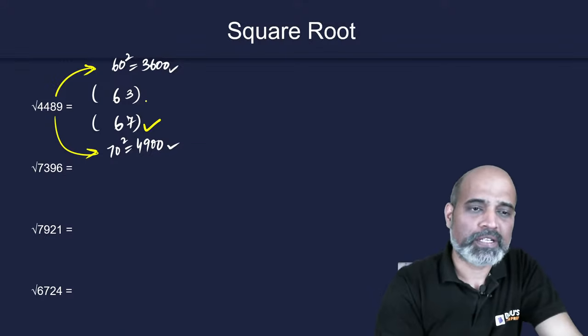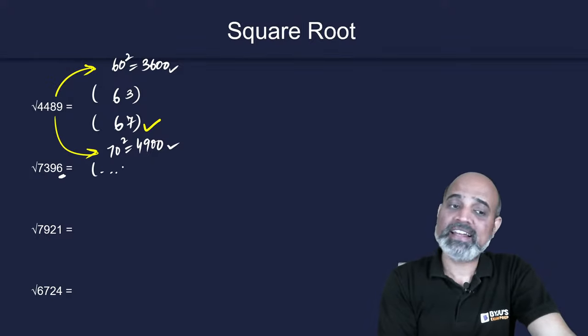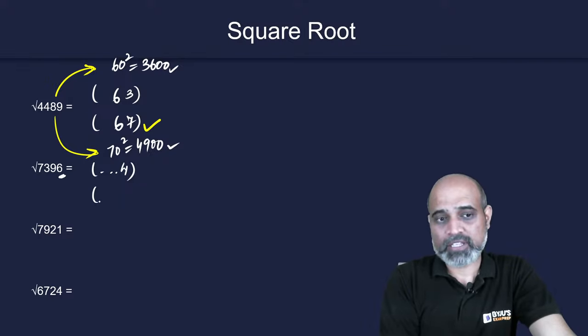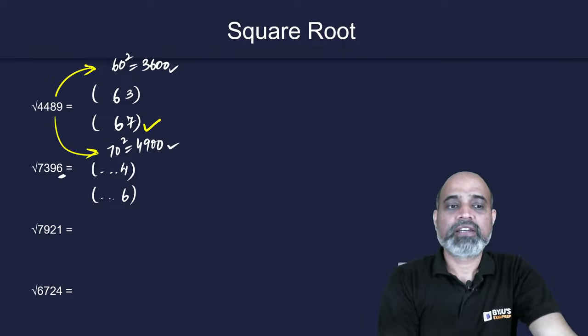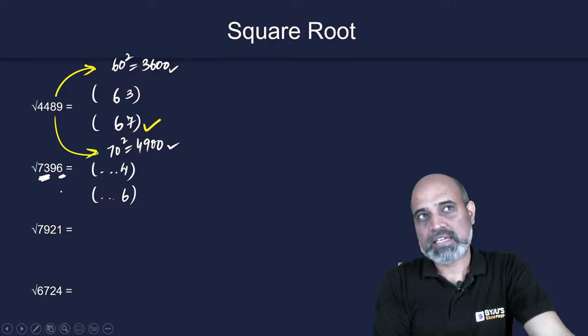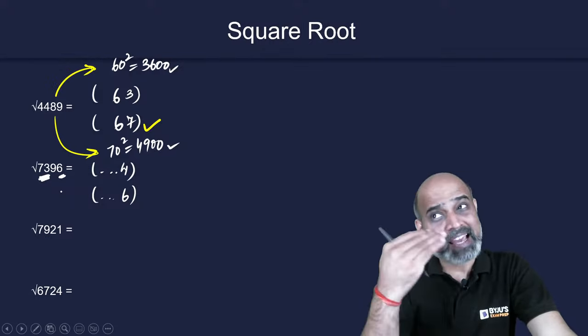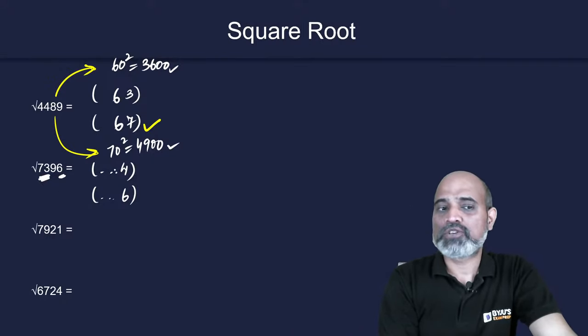Let's try the next one. Looking at 6, I'm pretty sure that the answer will end in either 4, right? The square of 4 ends in 6, or the square of 6 ends in 6. Okay? Now, the remaining digits, 73, the square root. Square root of 64 is 8. Square root of 81 is 9. So we are pretty sure that this is going to be 84 or 86.